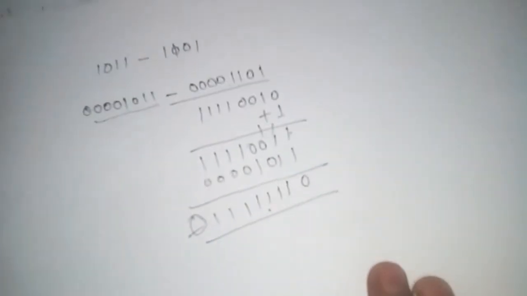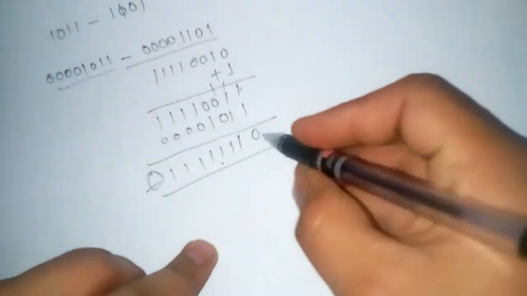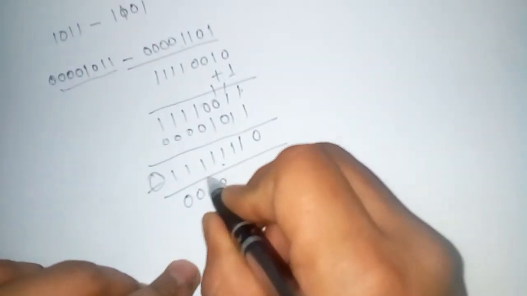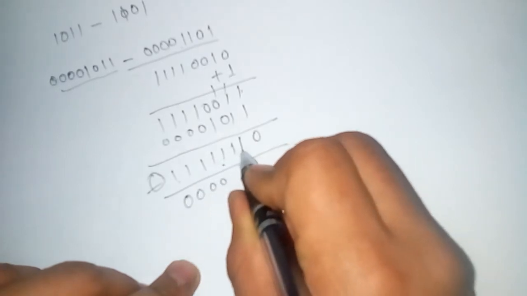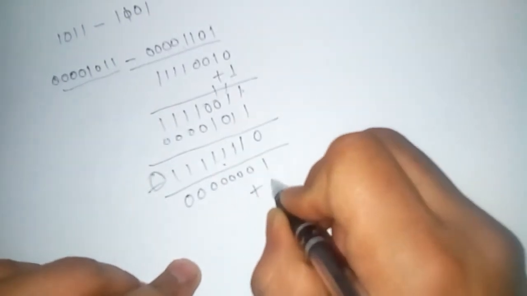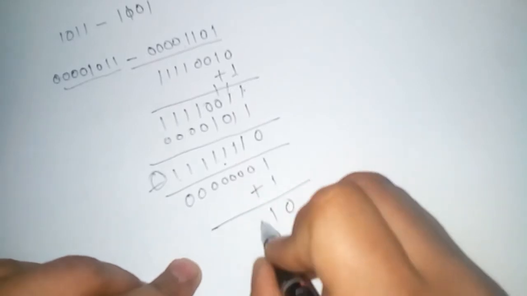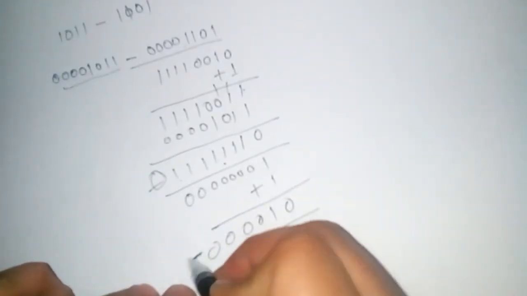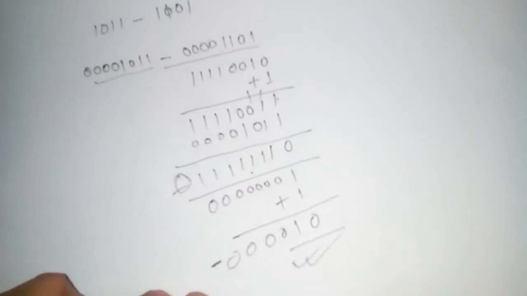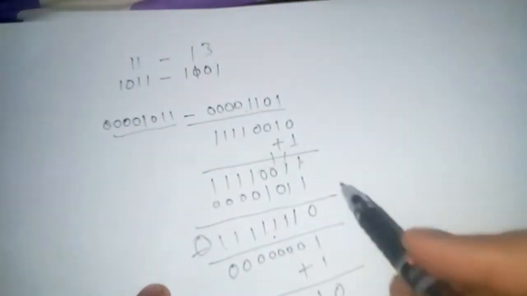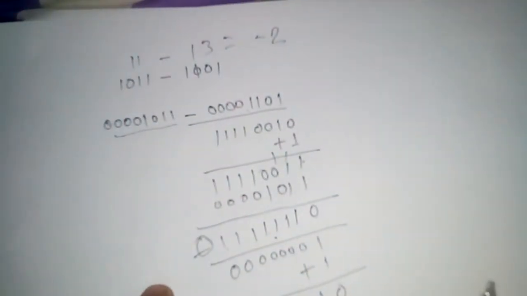What we will do in this case, we will just find out the 2's complement of this number again. Okay, reverse. How many ones here? 1, 2, 3, 4, 5, 6, 7. And for 2's complement, we will add 1, giving 0 0 0 0 0 0 1 0. And this is our answer, with a negative sign. This is the perfect binary subtraction of the numbers. Let's check here. This is 11 in decimal, and this is 13, and the answer will be minus 2. Exactly, we can write it exactly.